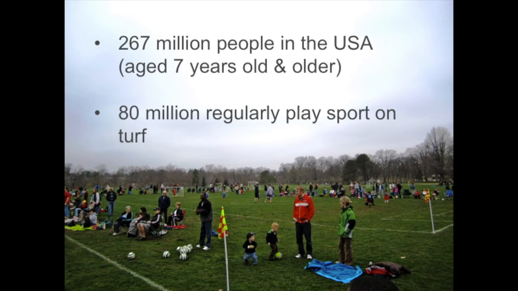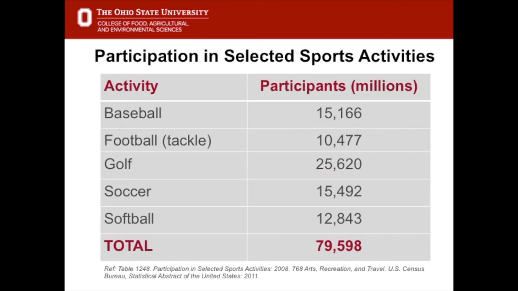This is a census that was done back in 2008, and they found that there were 267 million people in the United States that are age 7 and above, and about 80 million people are regularly playing sports on turf. This is a breakdown of those sports. As you can see, about 25 million people play golf, and then 15 million people play baseball and soccer, and about 12 million play softball, and about 10 million people play football. So that's a huge amount of people, 80 million people playing sports on turf.